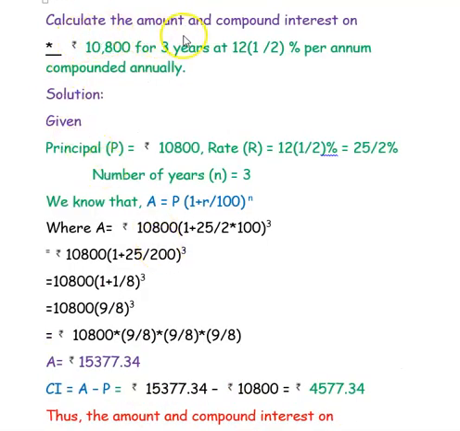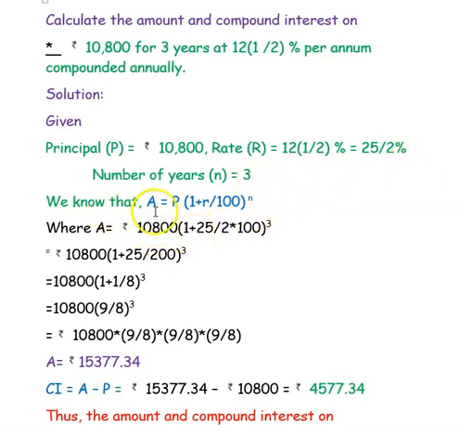Next question is: calculate the amount and compound interest on rupees 10,800 for 3 years at 12 and a half, that is 12.5%, per annum compounded annually. So it is the same as our previous example, but here the rate of interest given is 12.5%. Okay, now let us see. It's given principal is rupees 10,800 and the rate of interest is 12.5%. If you simplify, 12 times 2 is 24, plus 1 is 25. So 25 divided by 2 percent. Then n is 3.